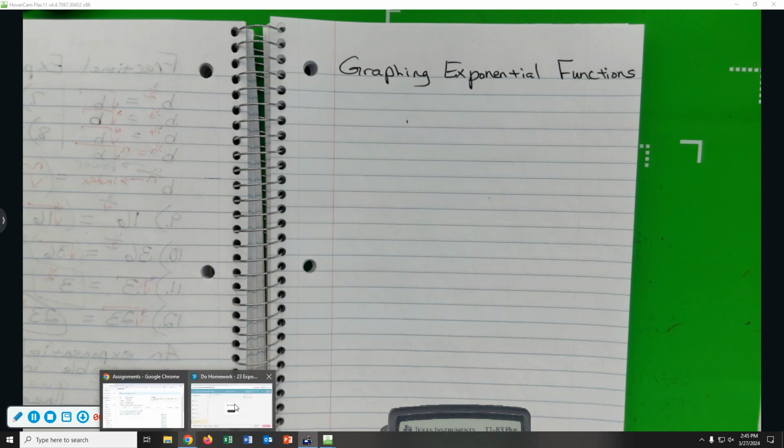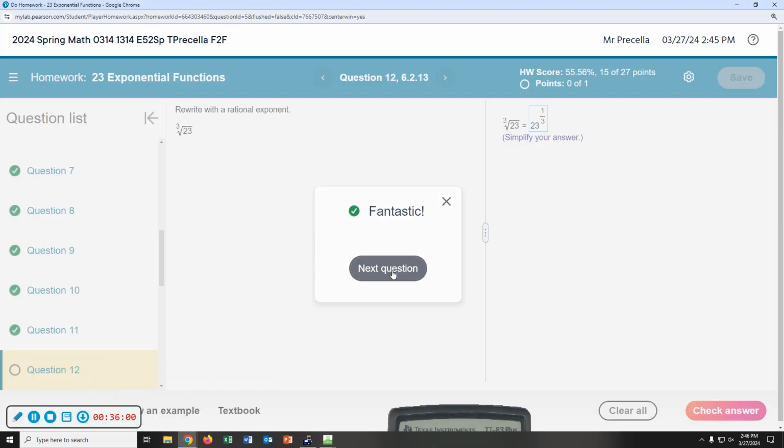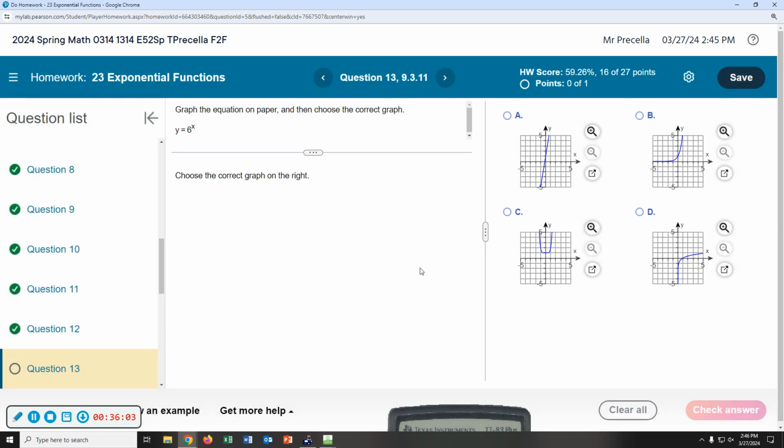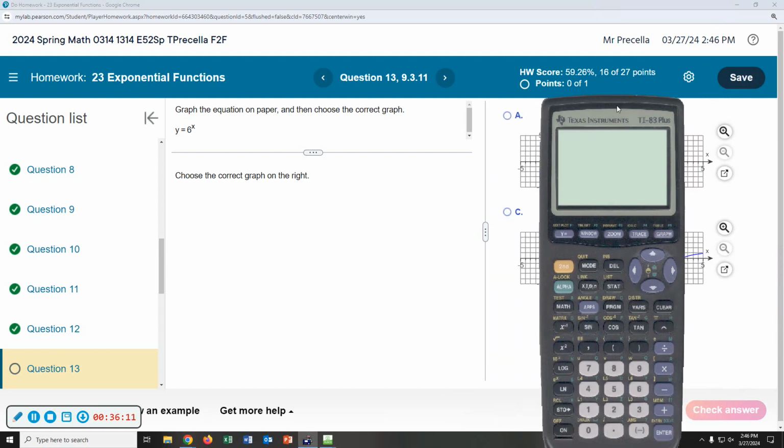Let's just look at an example. Oh, and there's no exponential graphing tool built into this assignment, so we're just going to graph them on paper, and then it's multiple choice. We'll choose the correct graph. But the first thing we'll do is get a graph drawn on paper. This is y equals 6 to the x, number 13. We want to graph y equals 6 to the x power.